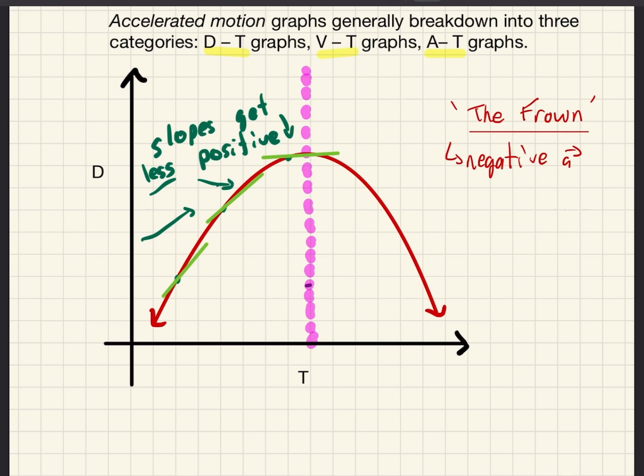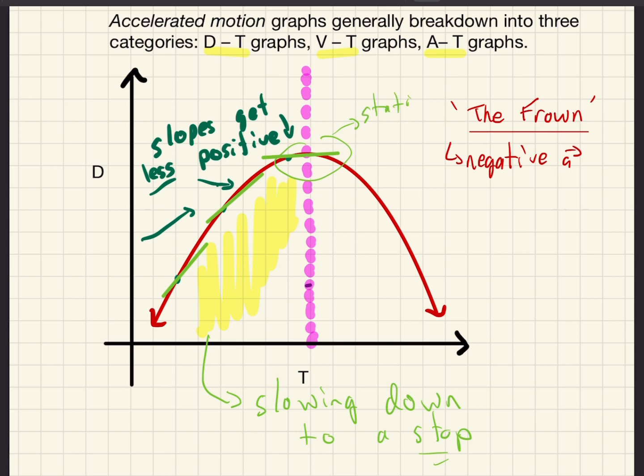In fact, when we're talking about this portion of the frown, we're specifically referring to an object that is slowing down. By having a less steep slope, or less positive slope, that is slowing down to a stop. When we look at the top of the hill over here, that has a slope of 0, which means that this is stationary, or not moving.